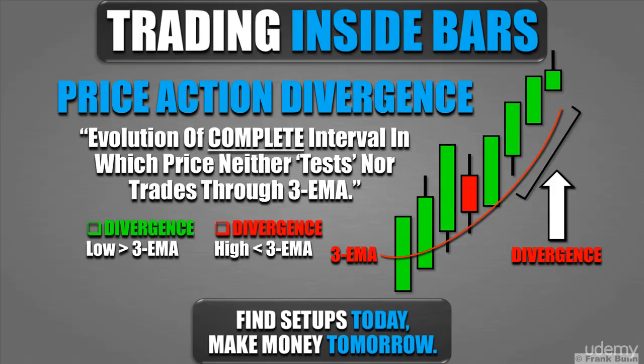Price action is considered to be diverged when we have the evolution of a complete interval in which price neither tests nor trades through the 3 exponential moving average. We see an example of divergence here in the chart graphic on the right. Notice how the intervals completely evolve above the 3 exponential moving average.